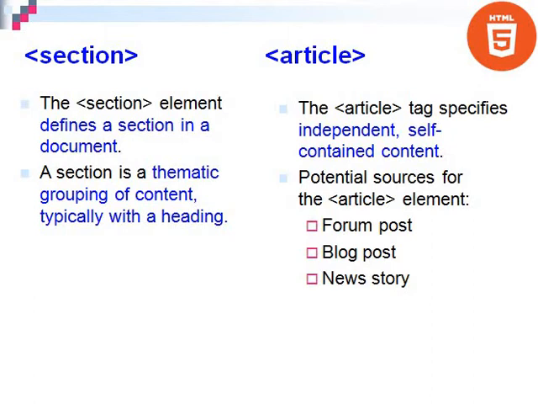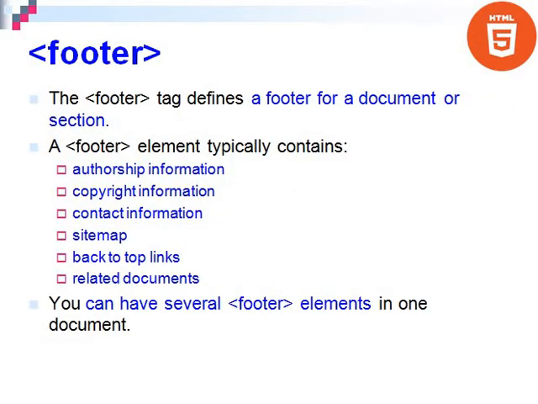Then article tag is there. Article tag specifies independent, self-contained content, and potential sources for the article element include forum post, blog post, news story. All these things can be included in the article tag.